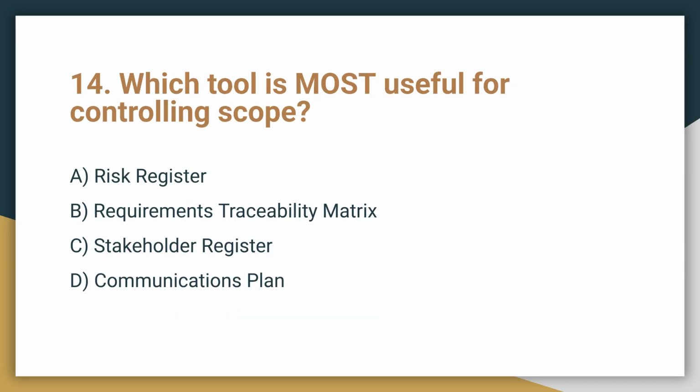Question 14. Which tool is most useful for controlling scope? A. Risk register. B. Requirements traceability matrix. C. Stakeholder register. Or D. Communications plan. The most useful tool is B. The requirements traceability matrix, because it helps detect unauthorized changes early.